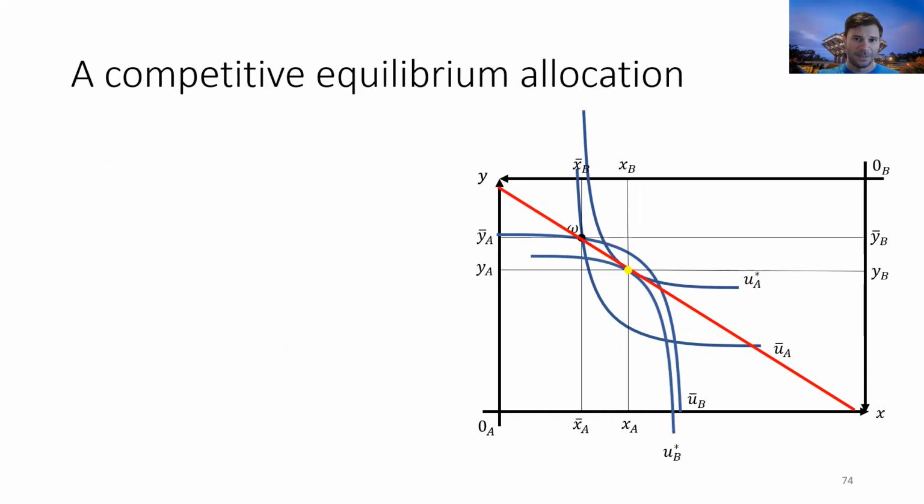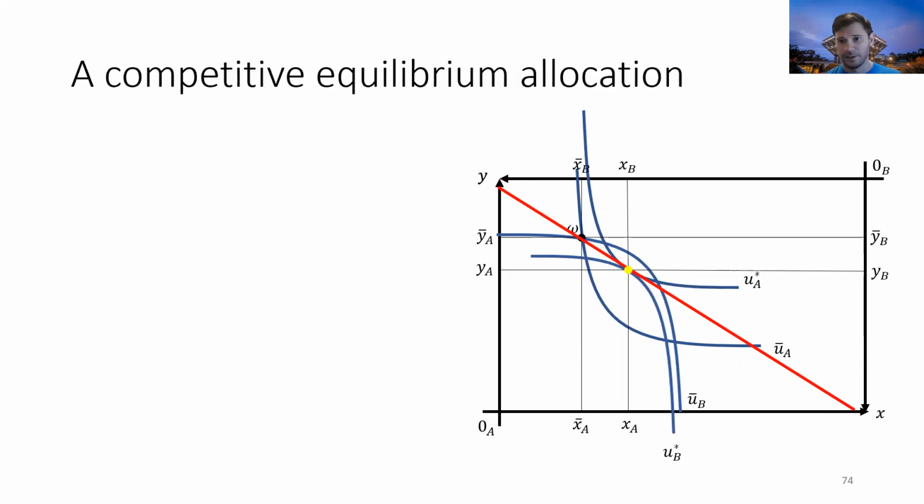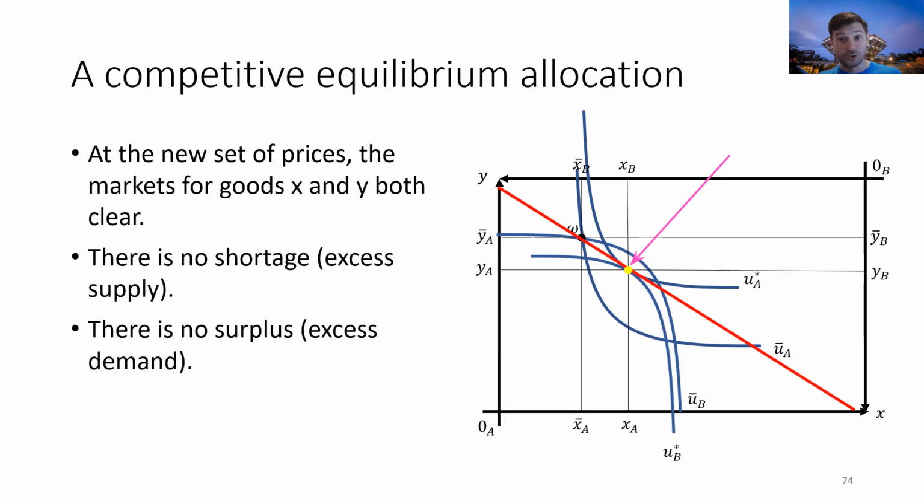Not exactly the same indifference curves. At that new flatter price line, I'm arguing now the demand bundle that A would choose and the demand bundle that B would choose are now the same point in that Edgeworth box, meaning the markets for both goods, X and Y, are clearing together. Okay, there was no shortage, right? No excess supply in either market. There is no surplus.